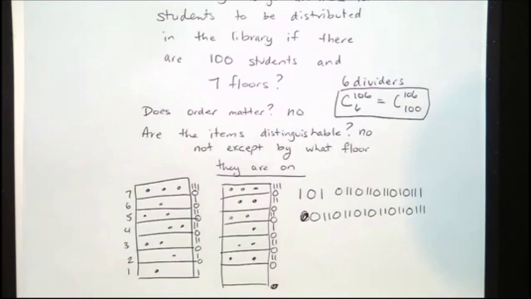So we're numbering everything in our string that we're going to have, and we're going to choose out of a hat either where the 6 dividers go or where the 100 students go. Questions?